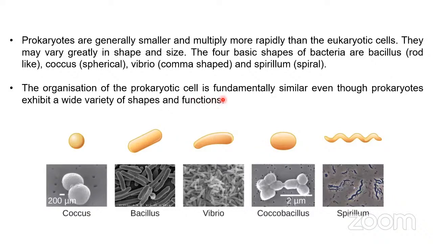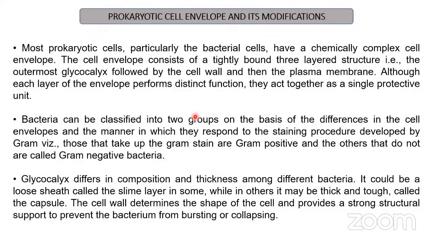The organization of the prokaryotic cell is fundamentally similar, even though prokaryotes exhibit a wide variety of shapes and functions. So the next is the prokaryotic cell envelope, and what are its modifications. Most of the prokaryotic cells, especially the bacterial cells, have a chemically complex cell envelope.